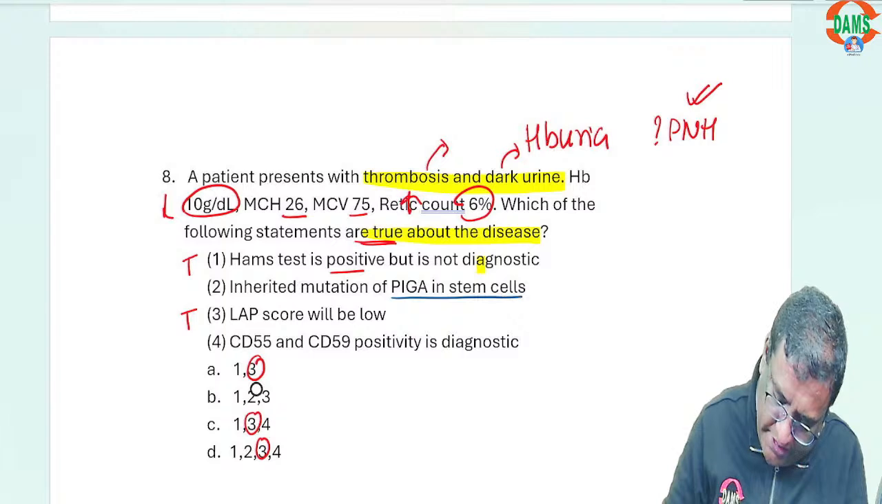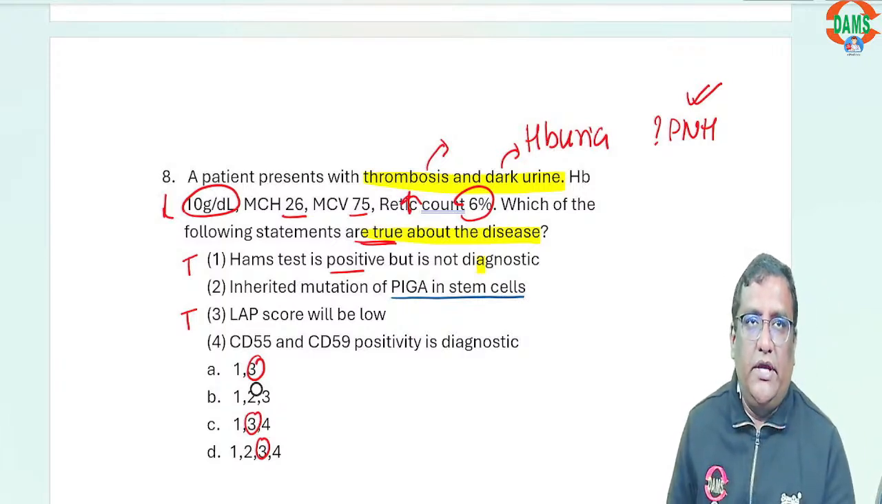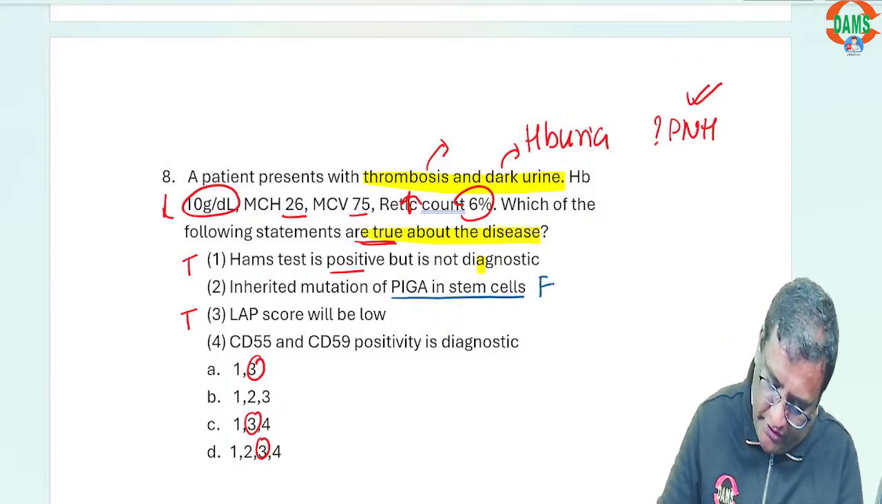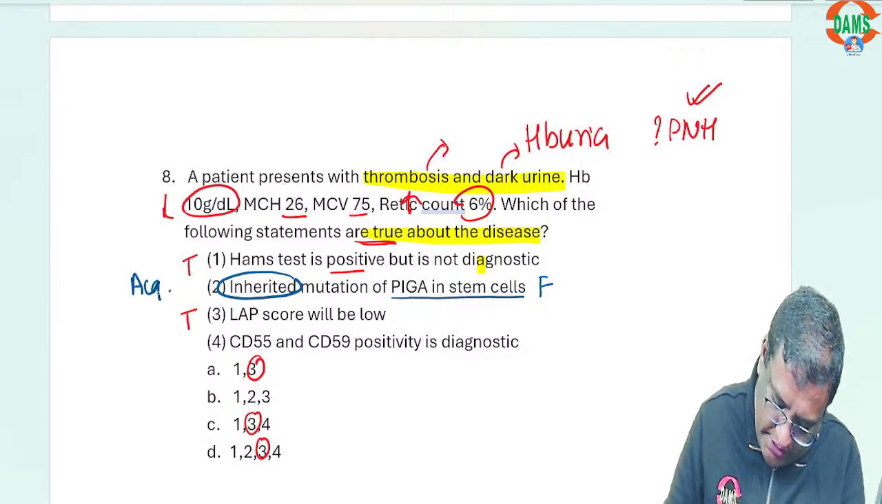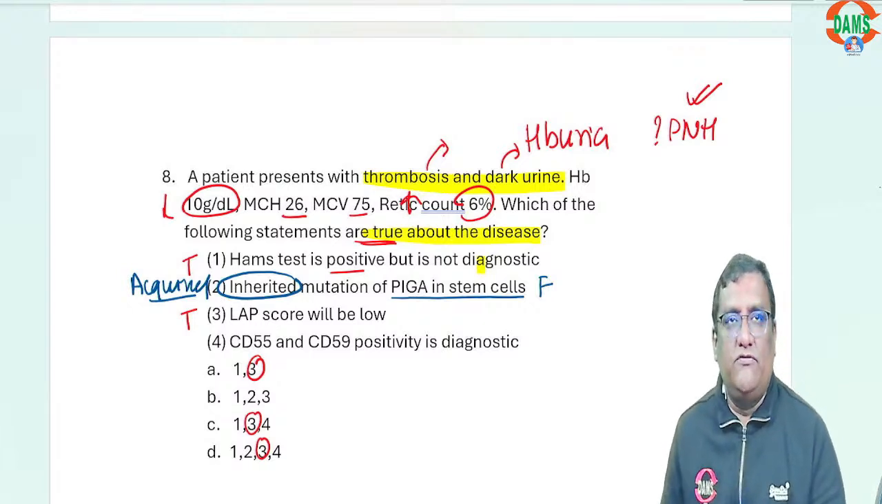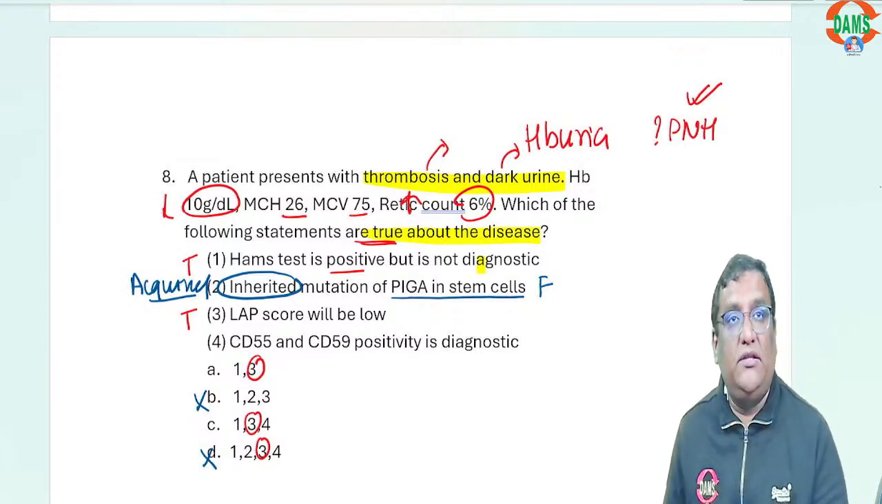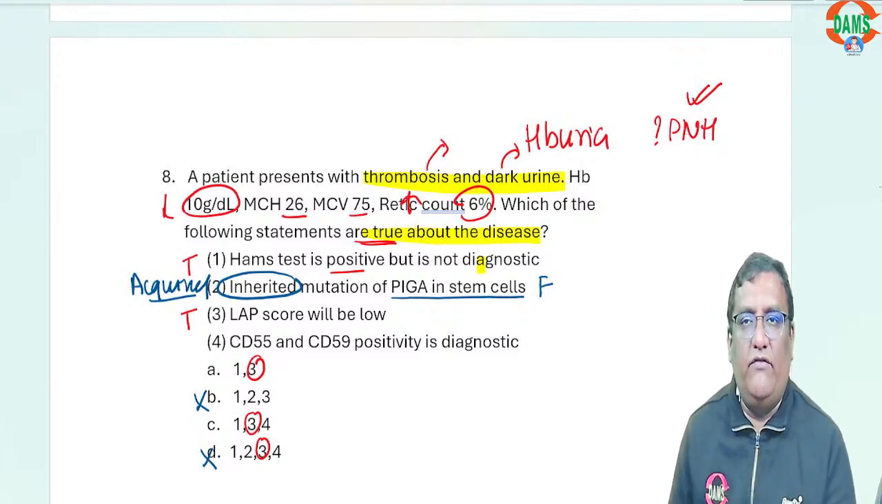Inherited mutation of PIGA in the stem cells. True, false? This is a false statement. Very good. Why false? It is not inherited. It is acquired, not inherited mutation. So 2 is false, so this cannot be the answer. So now 1, 3 or 1, 3 and 4.